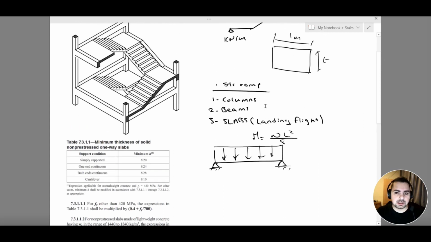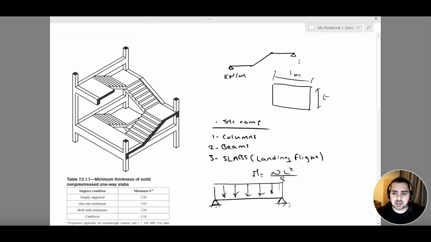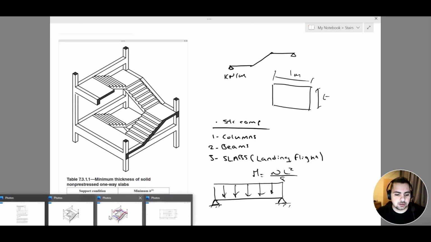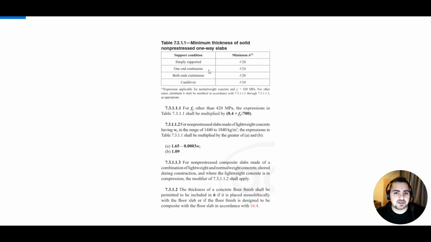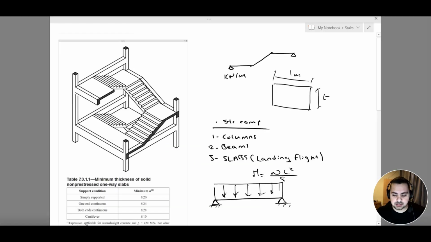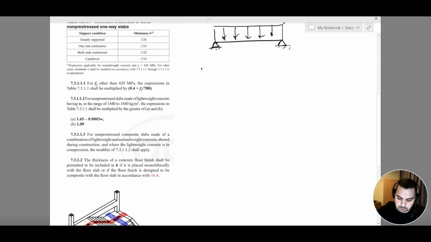So now that we understood the supports that I have here and the support locations within my staircase, we can go back to our ACI code. So basically, we said we do not have any intermediate supports. We just have a support at start and a support at end. So we are going to take our slab as a simply supported slab. So to find my thickness, my thickness is going to be L over 20. Okay, so again, the thickness that we have is going to be L over 20.